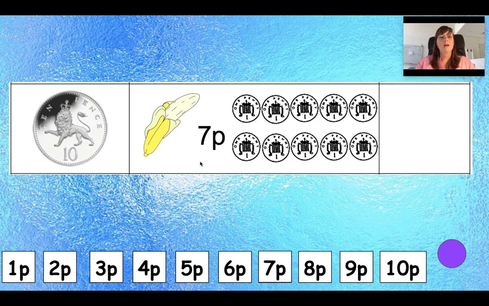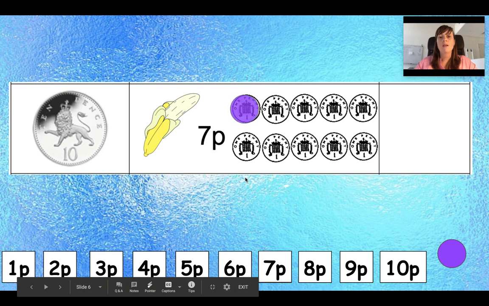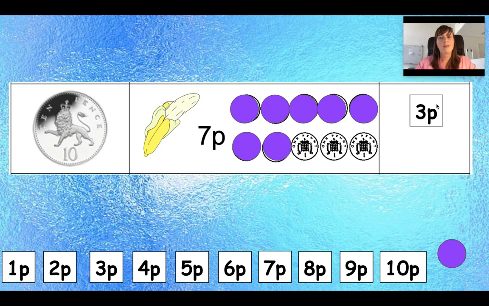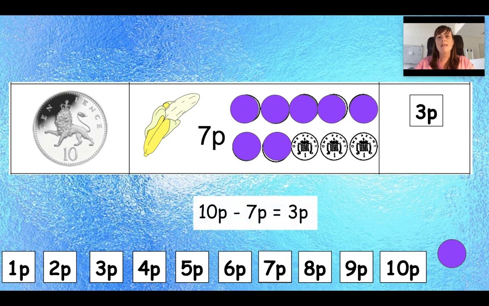Now this time, I've still got 10p, but I'm going to be buying a banana that's worth 7p. So first, if you're using a tablet, you might cross these out. If you're using a laptop, you can move these purple dots. Let's cross out 7p, because that's what I've spent. I can't get that back, because that's my banana. There we go. How much change am I going to get? What's left over? That's right, 1, 2, 3, 3p. So I'm going to get 3p change from this. My number sentence is 10p take away 7p equals 3p.